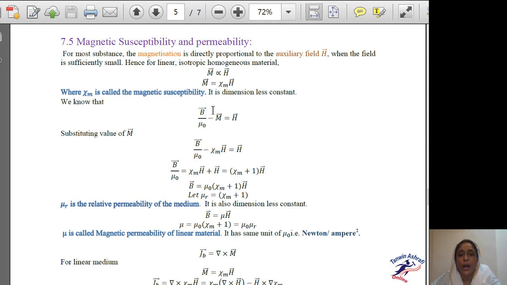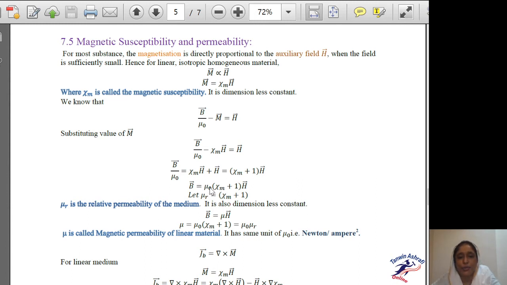We know that H is B by mu naught minus M. Now, if we replace M by chi m H, then we get B by mu naught minus chi m H is equal to H. That results in B by mu naught is equal to chi m plus 1 times H. Taking H as a common factor, we get the bracket chi m plus 1. Let this chi m plus 1 be known as the relative permeability of the medium, and it is also a dimensionless constant.